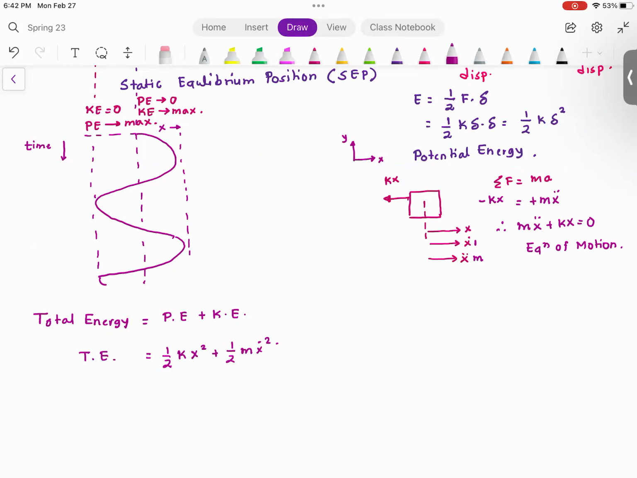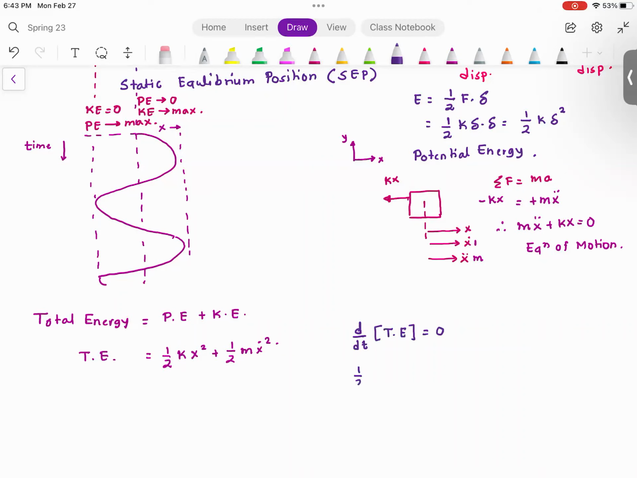Since there is no damping, the total energy is remaining constant. Everyone agrees? Since there is no damping, energy is not dissipated, the total energy is remaining constant. So what I can do is take the time derivative d/dt of total energy and equate it to 0. So let's find out what is the d/dt of total energy.